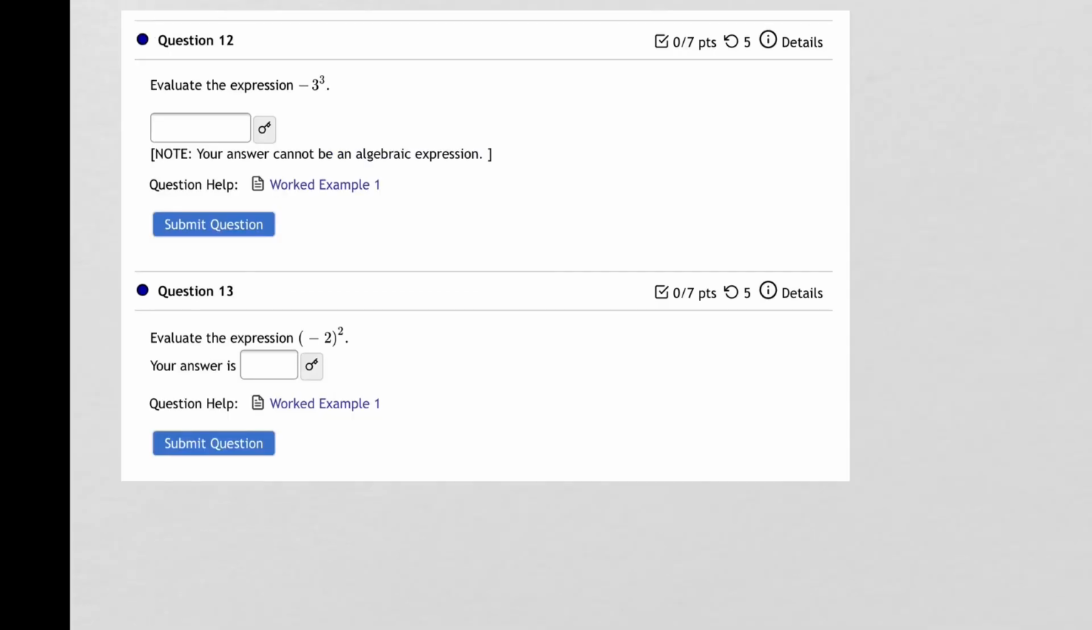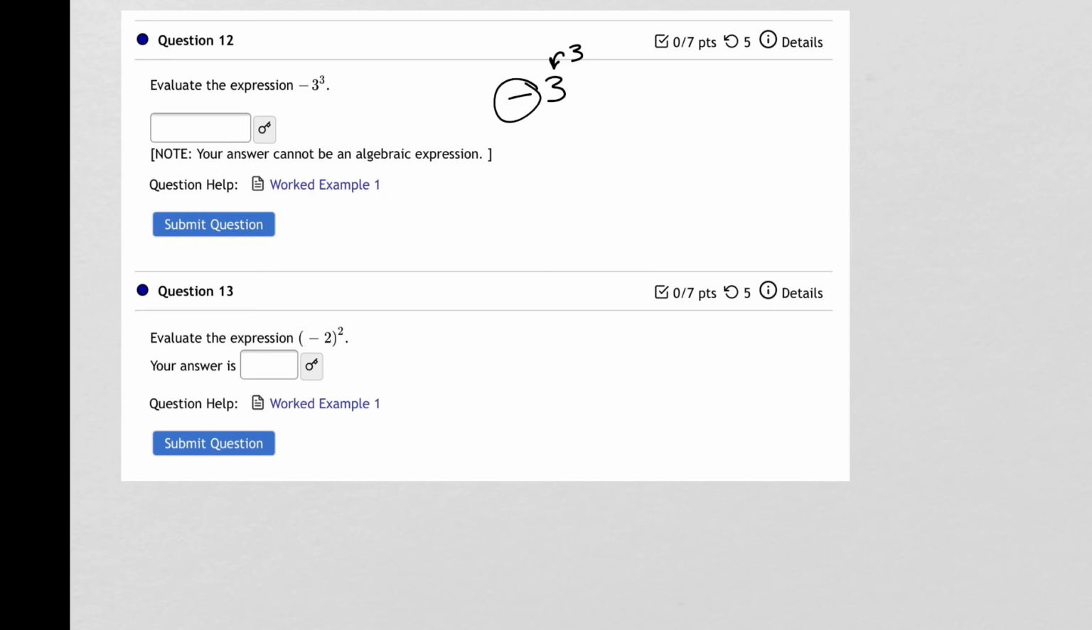Okay, what about this? Here, again, we have to be careful with these, right? If I have an exponent, the exponent only acts on the thing right next to it. So in this case, if I have negative 3 to the third power, the exponent 3 only acts on the 3. The negative is going to come into play later. You're going to add that at the end.